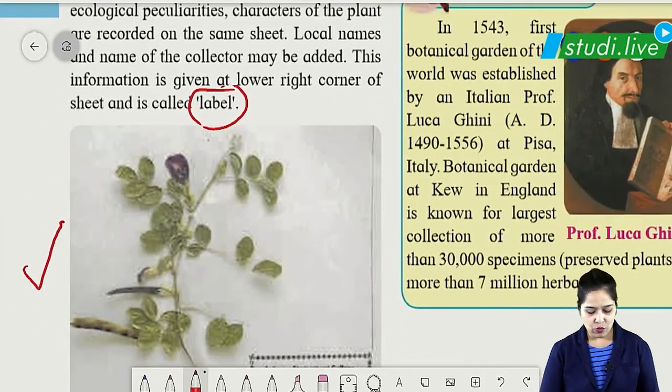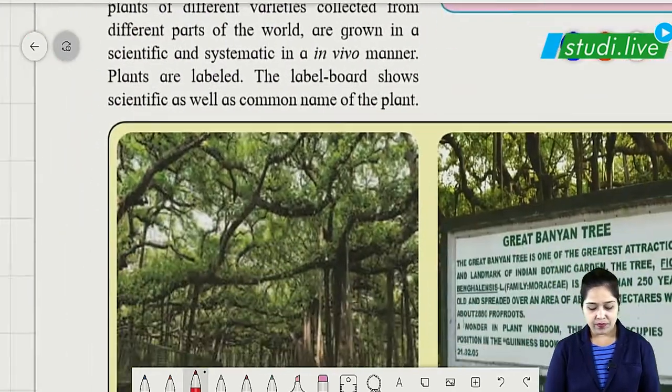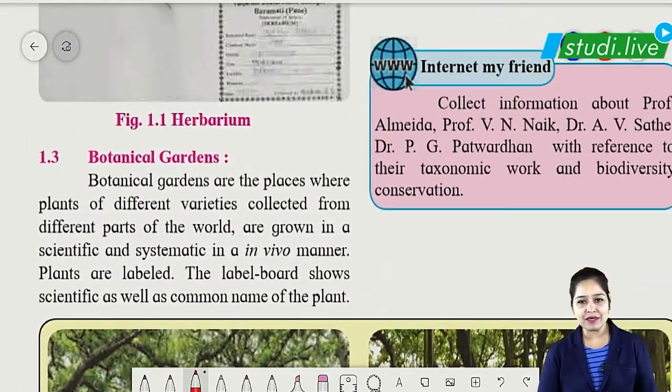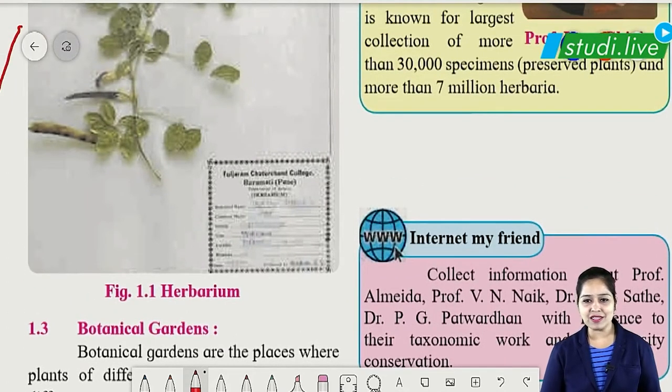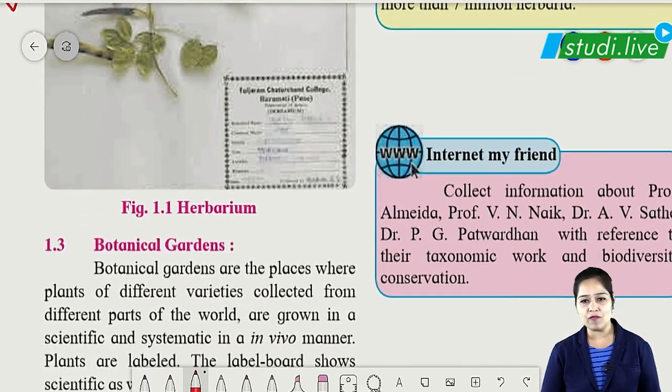So this was all about herbarium, which you should remember. For preservation they use certain chemicals. For example, if the plant is quite succulent and starts breaking when we dry it, at that time it is treated with a chemical like formaldehyde or formalin. That we are going to see in the later topic of the museum.